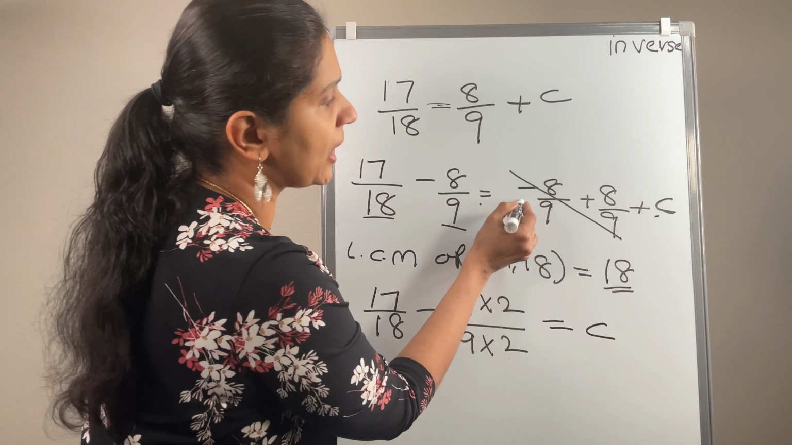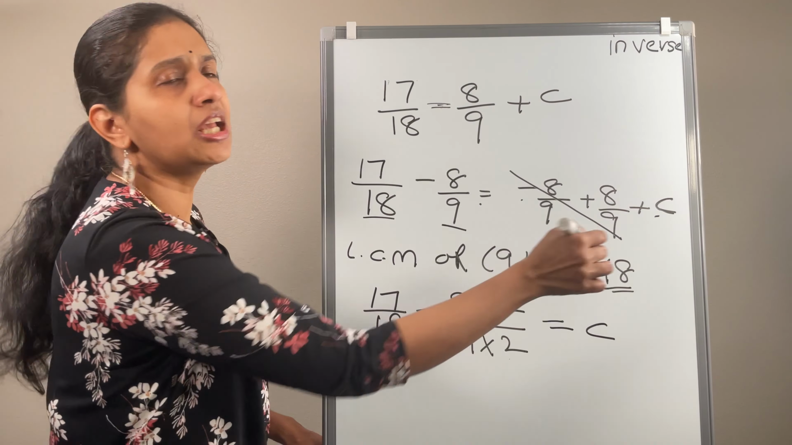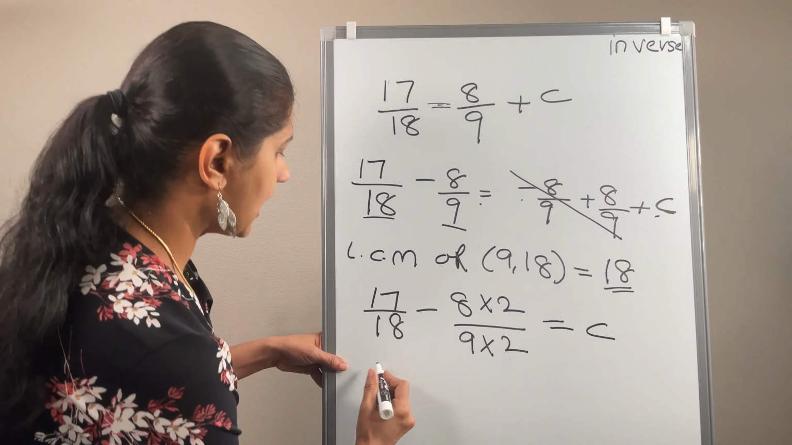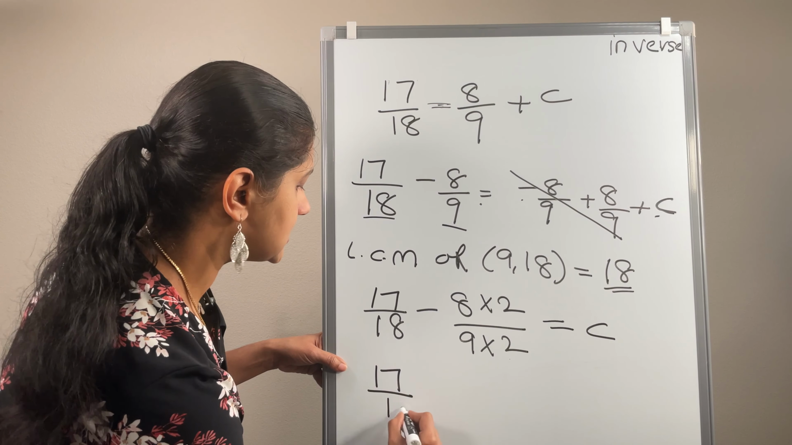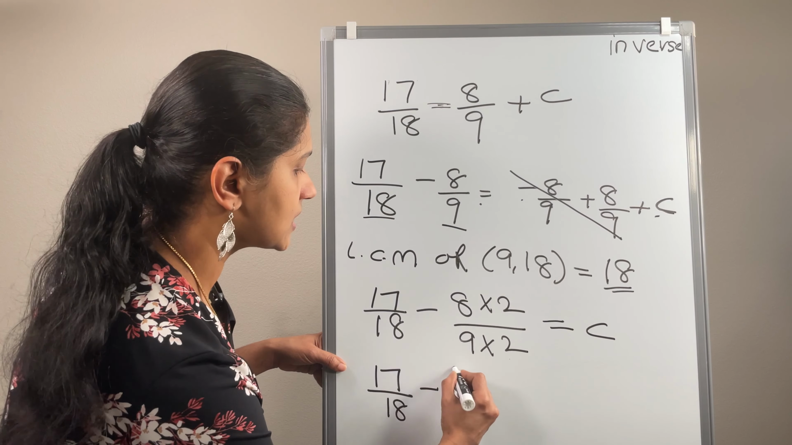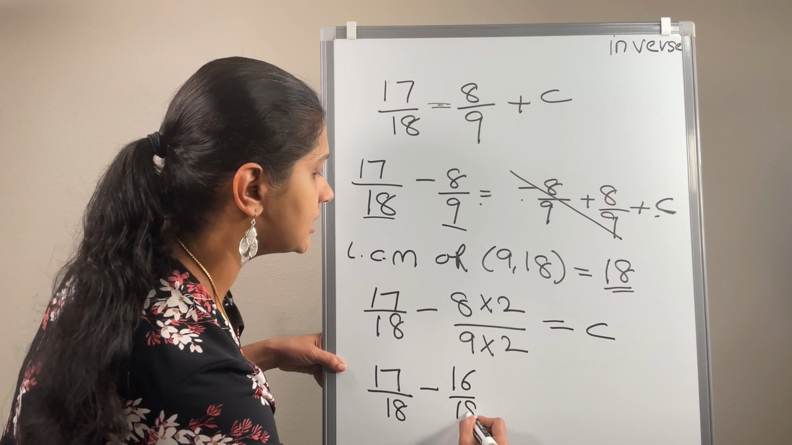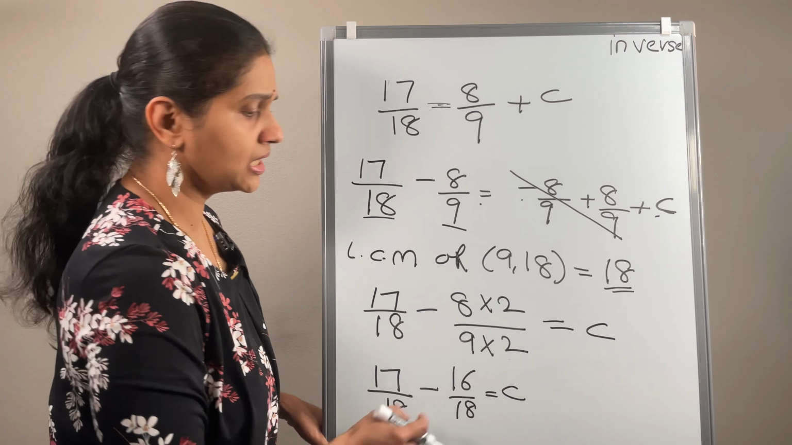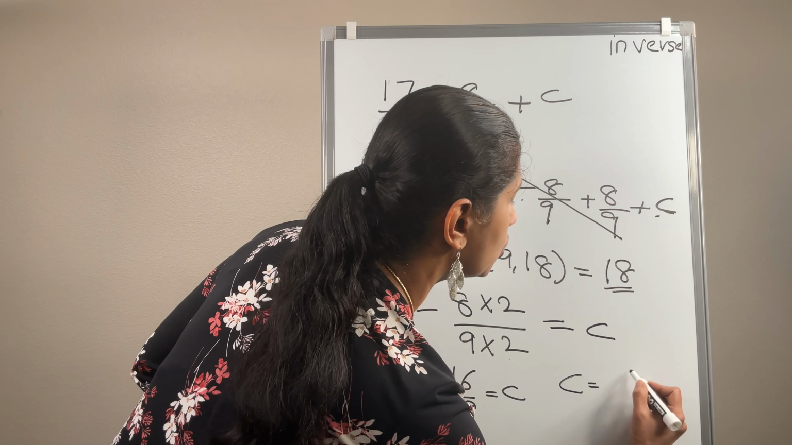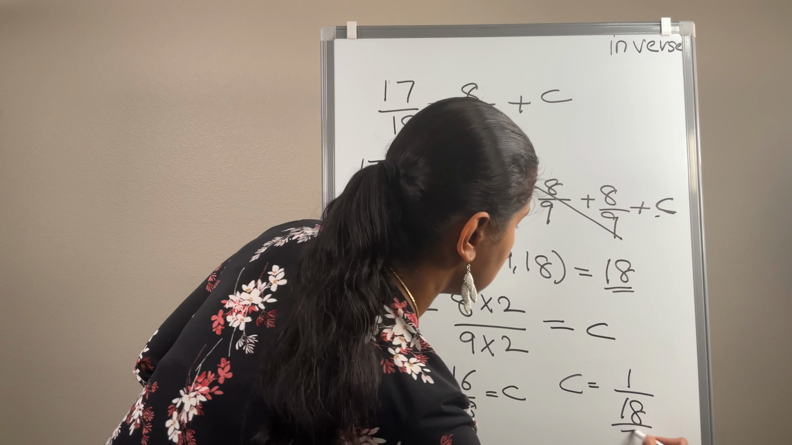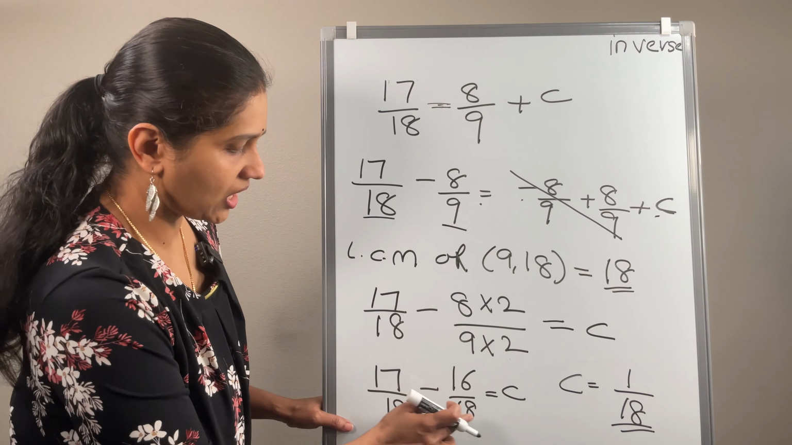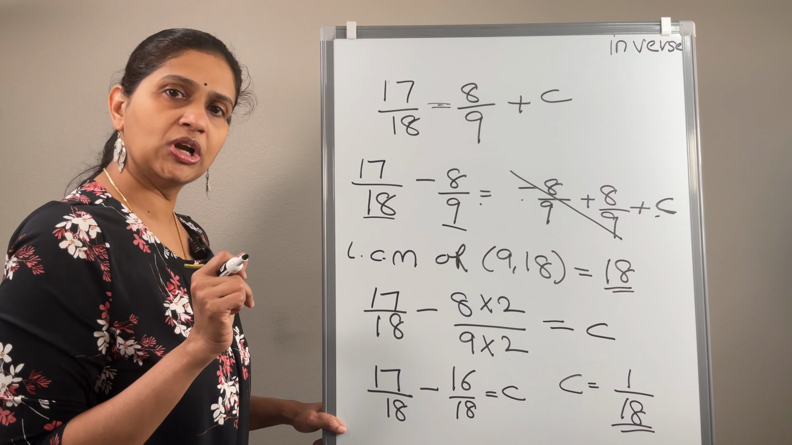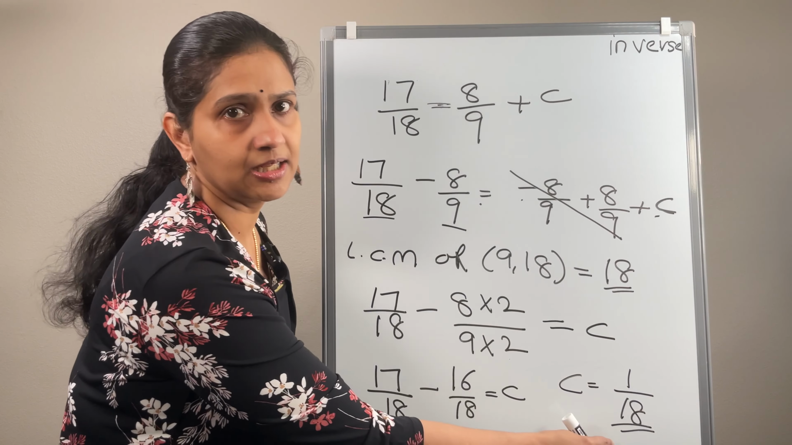And this, minus 8 by 9 plus 8 by 9, will cancel out and become 0. Now we have 17 by 18 minus 16 by 18 equal to c. So what is 17 by 18 minus 16 by 18? It is going to be equal to 1 by 18 because 17 minus 16 is 1, so 1 by 18. So the solution for c is going to be equal to 1 by 18.